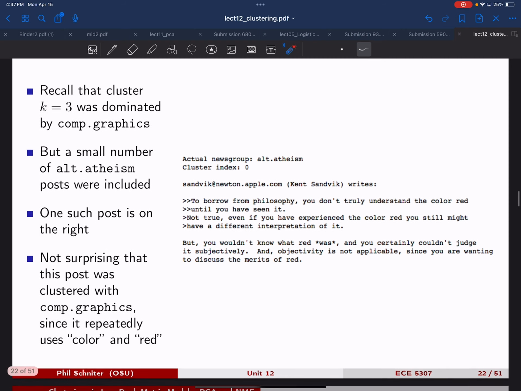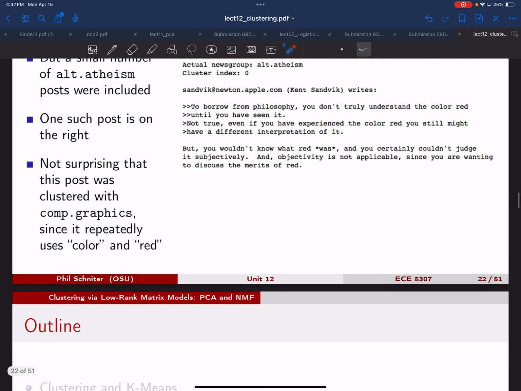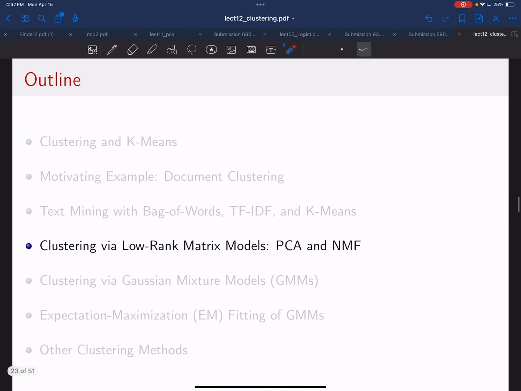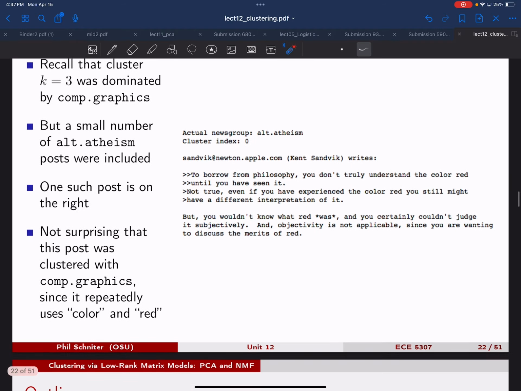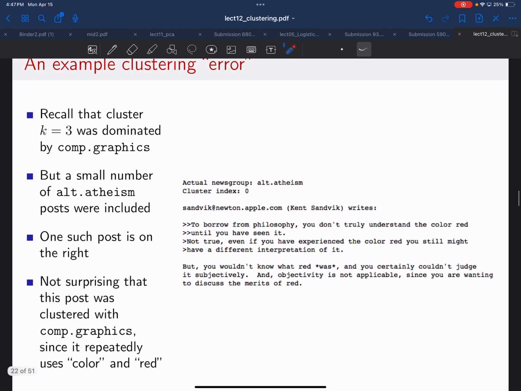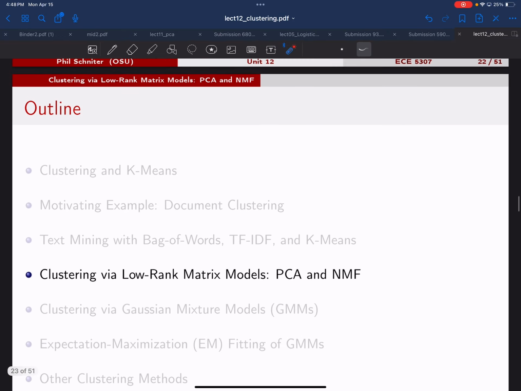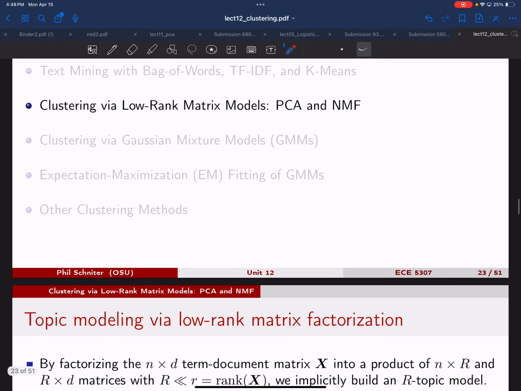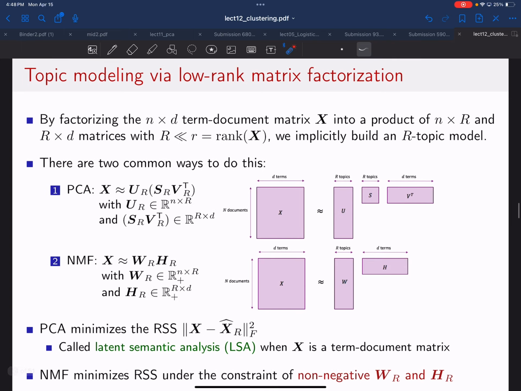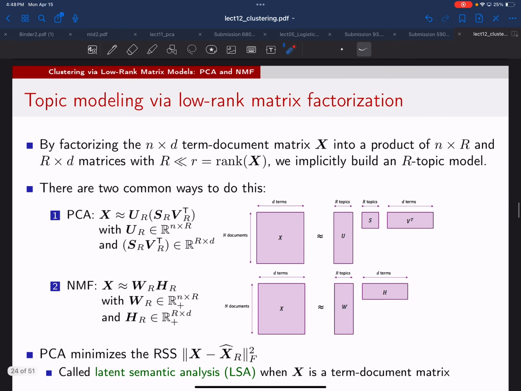Okay. All right. So that's k-means. Any last questions on k-means or document clustering? Okay. So let's think about some other ways of doing things. Can we solve this with PCA?